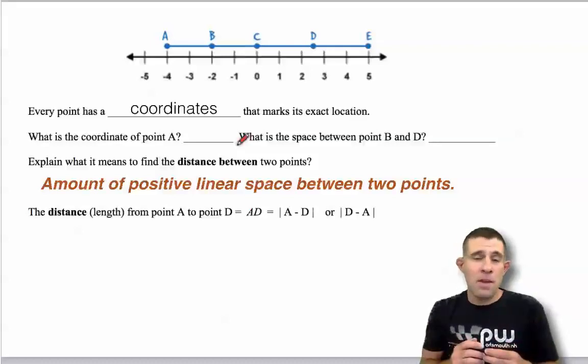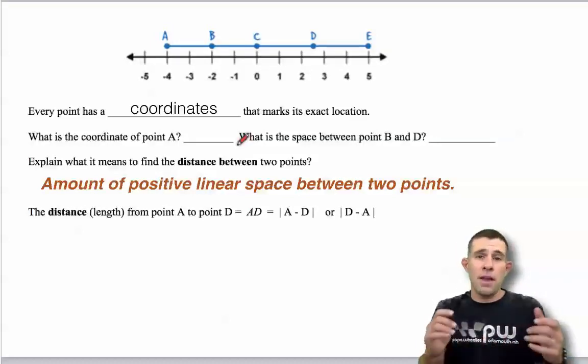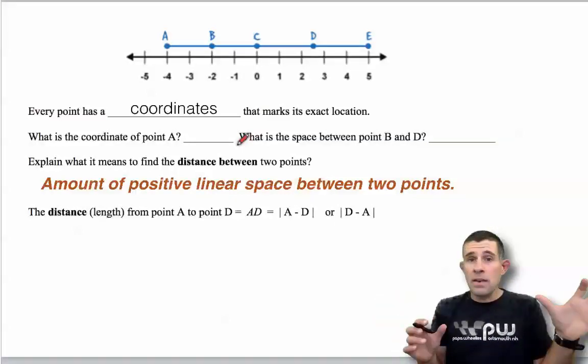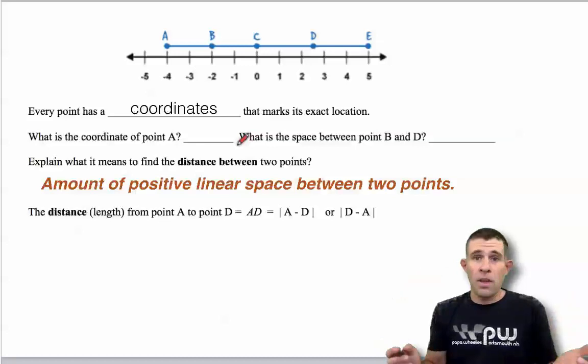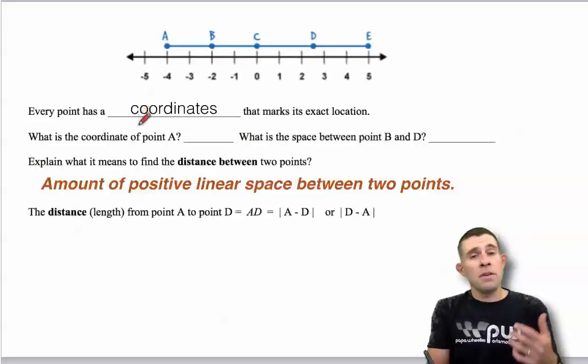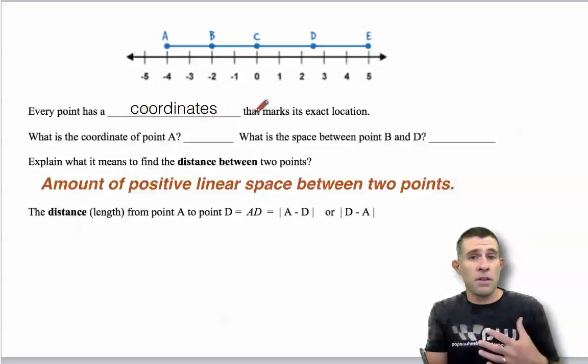Today we're going to be taking a look at measuring line segments. Now remember, a line segment is a collection of points between a definitive beginning and definitive end called the endpoints. Now every point along a line segment can be denoted by a coordinate that marks its specific location.